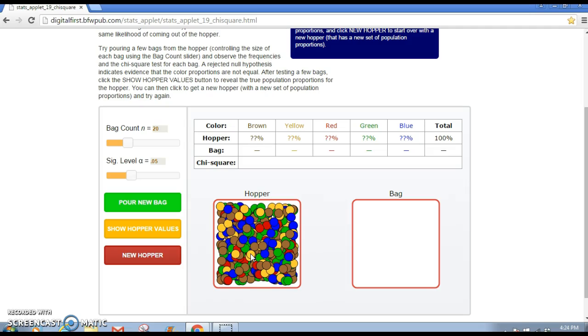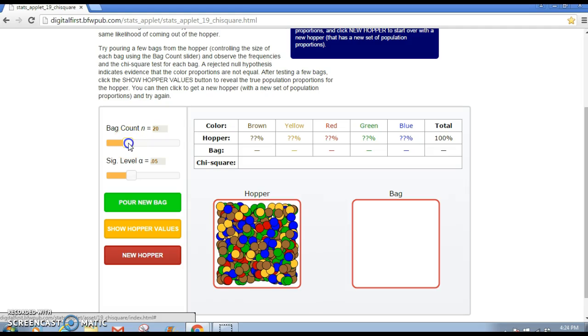And that's our hypothesis. Now, to test that, what we're going to do is take a random sample and put it in the bag over here and determine the proportions of each of those colors, and then determine if there's enough evidence to say that the differences we observe are so different that the distribution of colors cannot be equal in the hopper.